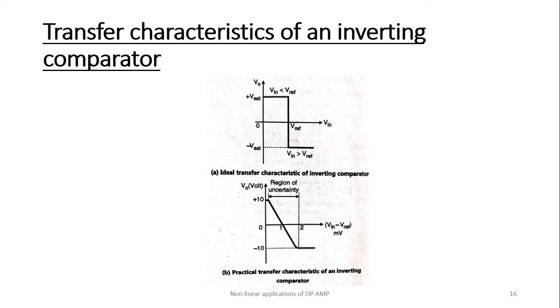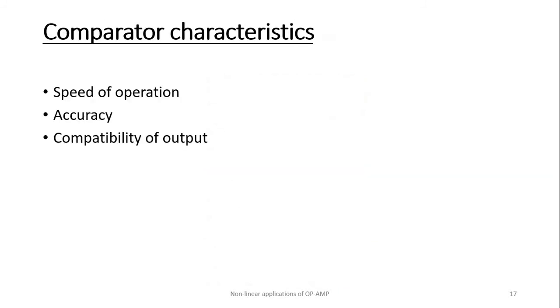Practical transfer characteristics show that the change in the output takes place when the differential voltage ranges over about 2 millivolts. The state change takes place gradually, and there is a region of uncertainty where we cannot directly define the output.